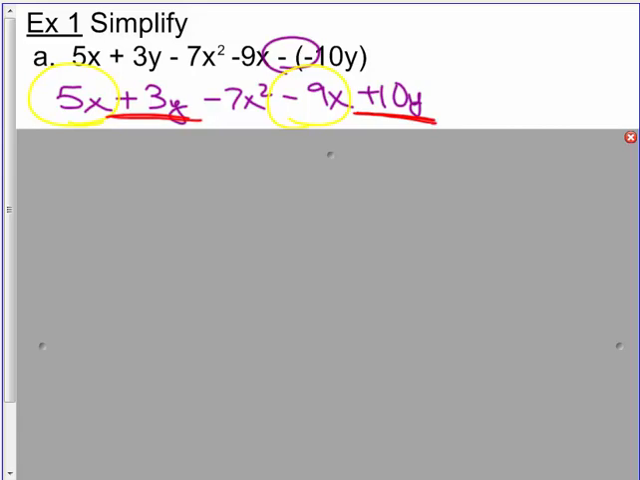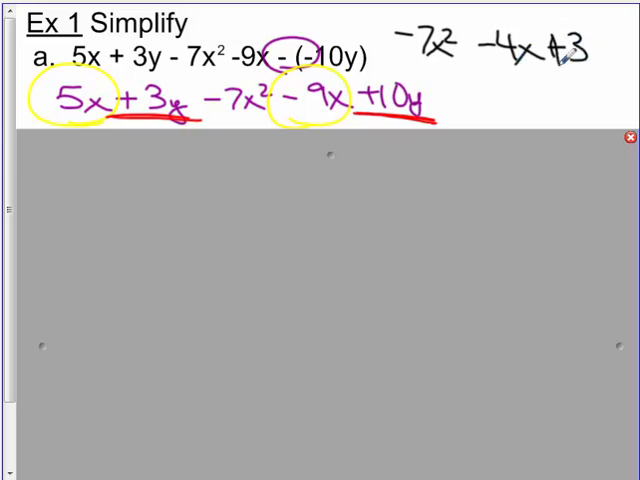So I'm going to first start, when I write these out, I'm going to write out my largest term first, usually negative 7x squared. Then from there, I'm going to put my like terms together. So I have a 5x and a negative 9x. When I add those, 5 plus negative 9 is negative 4x.